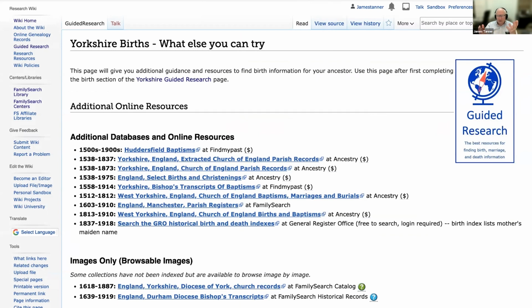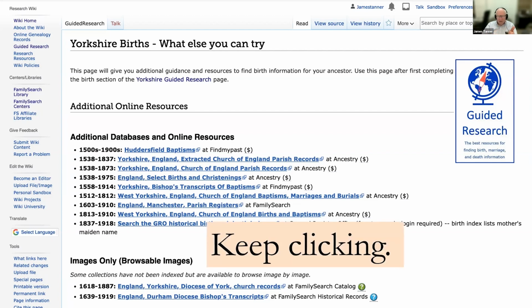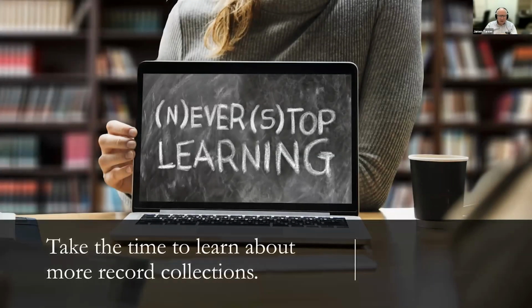So here, for example, if you're following the Yorkshire births and click on "what else can I find or try," there are lists and lists of records to look in. So you just have to keep clicking. You've got to work your way through this process and this procedure.